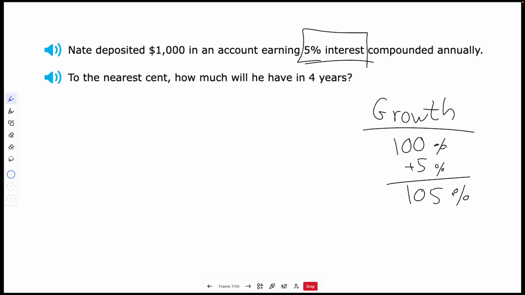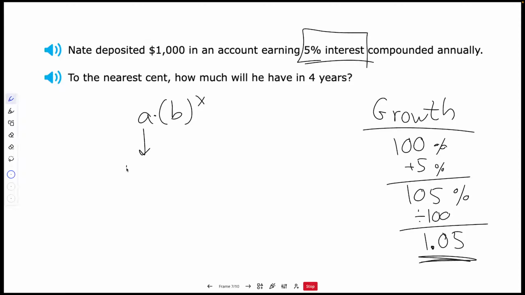And now the last thing you need to remember is you can't use a percentage directly in a problem. You need to convert it to a decimal. So to convert to a decimal, we just divide it by 100. So 105% divided by 100 is 1.05. This we're going to use. So let's use our formula. Starting amount, $1,000, times the growth rate, which is 1.05. That's what we just found out.